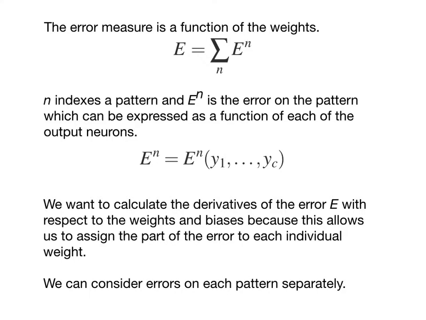So we want to, and the error for pattern N is going to be a function of each of the output neurons. In this case, we have C output neurons. So we want to calculate the derivatives of the error with respect to the weights and biases, because that's going to allow us to assign the error to each individual weight. So this is the credit assignment issue. And we're going to consider each of the errors on each pattern separately.